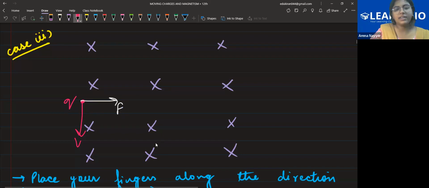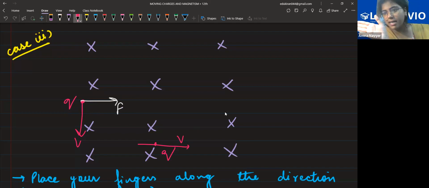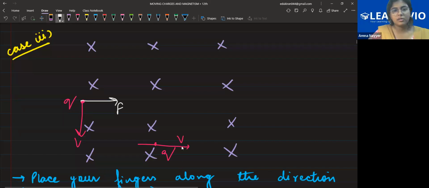Now see, if I give another point here, this is V, this is the charge. So now the velocity is towards the right. So I'll have my hand like this. Magnetic field inside, so force upwards. So force in this case is upwards. Now I'm giving you 2 points. Tell me the direction quickly. This is the charge. Suppose velocity is upward.